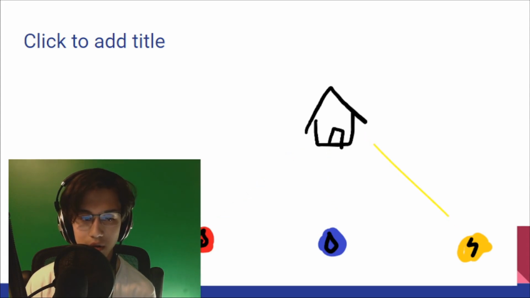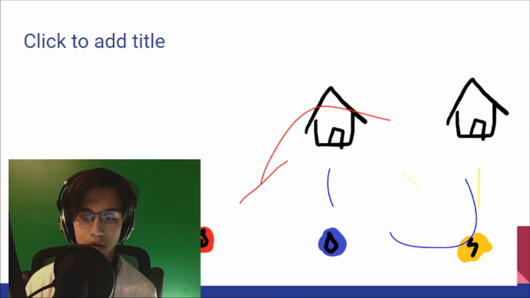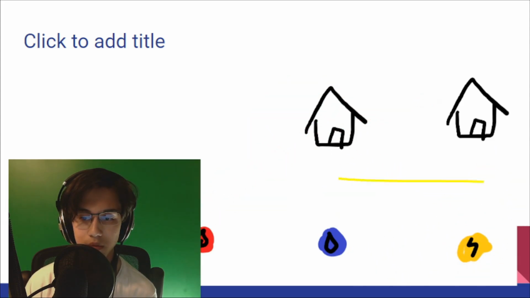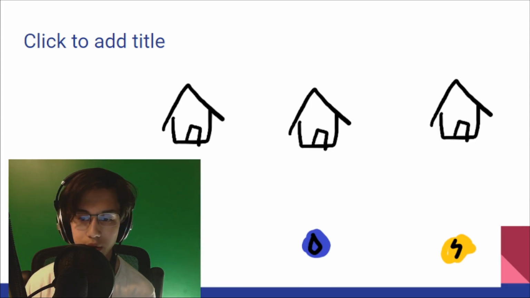Now for it to be a little more difficult, can you figure it out with 2 houses? I will wait. Good job. Yeah. Now for it to be more complicated, can you do it with 3?